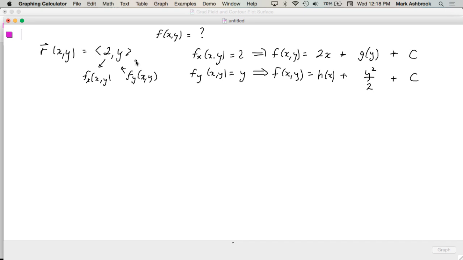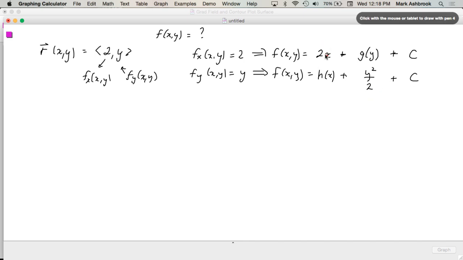A gradient field is a very special type of vector field. It means it came as the partial derivatives of a function. So you can write all kinds of vector fields that aren't the partial derivatives of a function, and so those are not a gradient field. Okay, so can we resolve these into one and the same function?